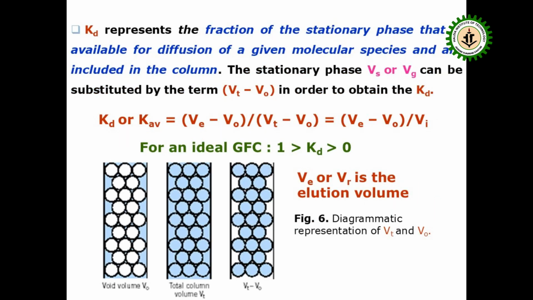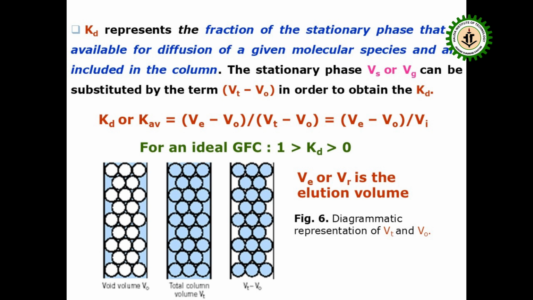This slide represents Kd, the fraction of the stationary phase that is available for diffusion, meaning the separation of a given molecular species, or a mixture of species, which are included in the column, that means trapped to different extents, and they will be eluted from the column at different times. The smallest will take the longer time, and the larger will take less time to elute from the column.